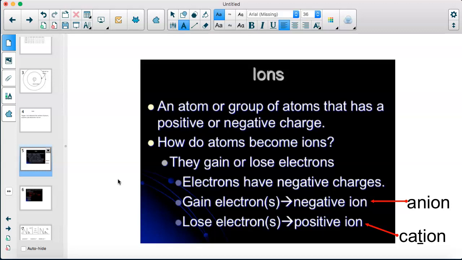How do atoms become ions? Quite simply, they gain or lose electrons. This is always a little weird for people to think about, but electrons have negative charges. So when you're gaining an electron, it's like a negative person, a toxic person is coming into your life, and so you become negative. But on the flip side, if you lose an electron, it's like you're losing a negative person in your life, and so now you're happier because of it.